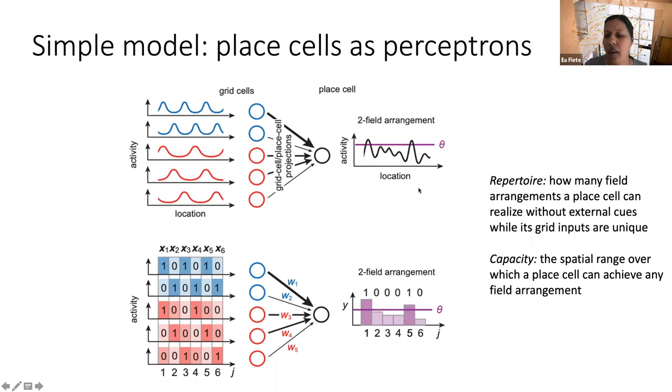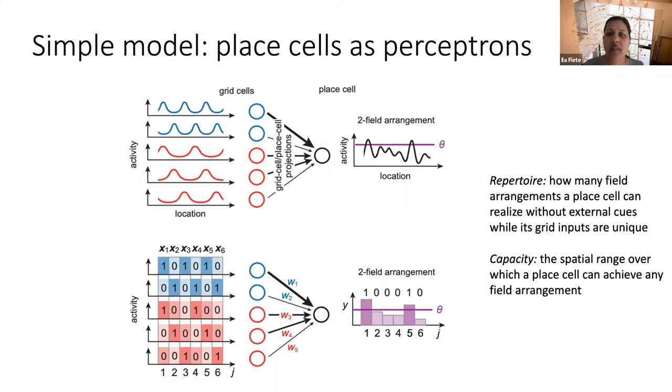So let's try to understand two properties of the resulting place fields. The first question is, what is the repertoire of field arrangements that is achievable? How many distinct field arrangements can a place cell achieve given these grid cell inputs, or the full range over which that set of grid cell inputs is unique? I can unroll the grid cell code over space, and at some point the grid cell codes will repeat because they're periodic, but because each of them has different periods, there's a big distance over which the grid codes don't repeat. I want to ask how many distinct field arrangements can a place cell realize with those inputs.